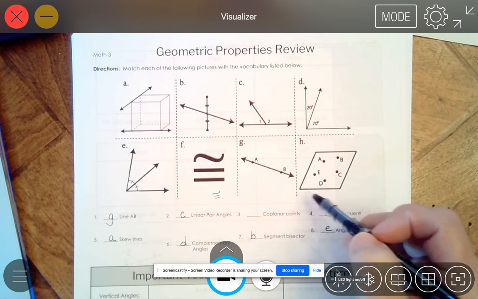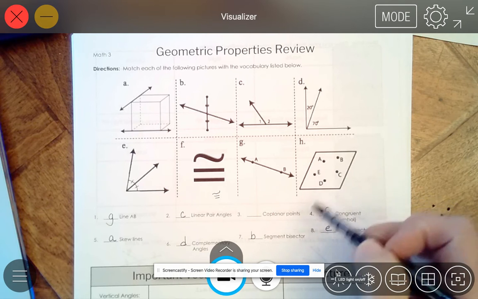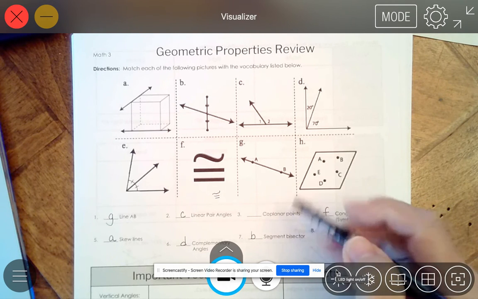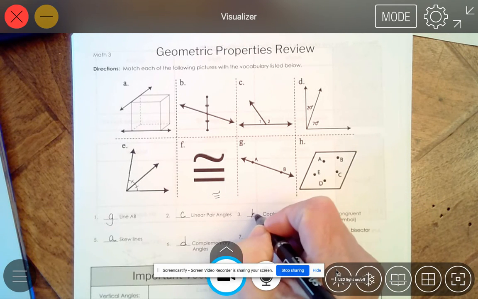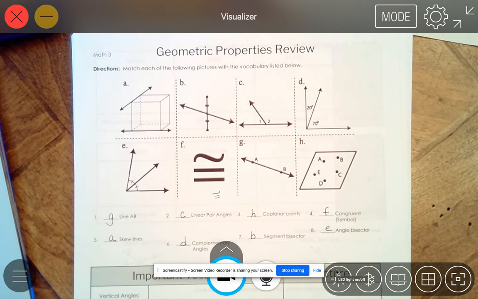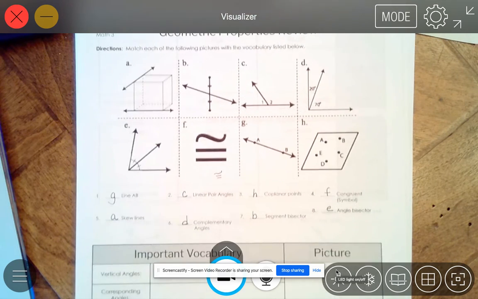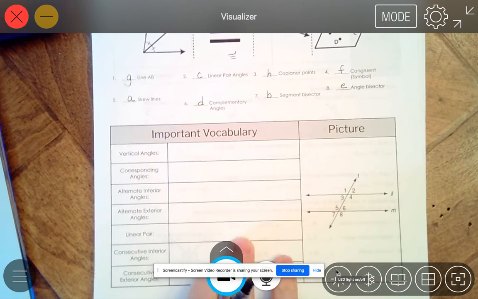And then this right here over here for H is coplanar points. Coplanar means they're in the same plane. They're not necessarily on the same line, but they are in the same plane, which means the flat surface. Some more important vocabulary is at the bottom of this page.